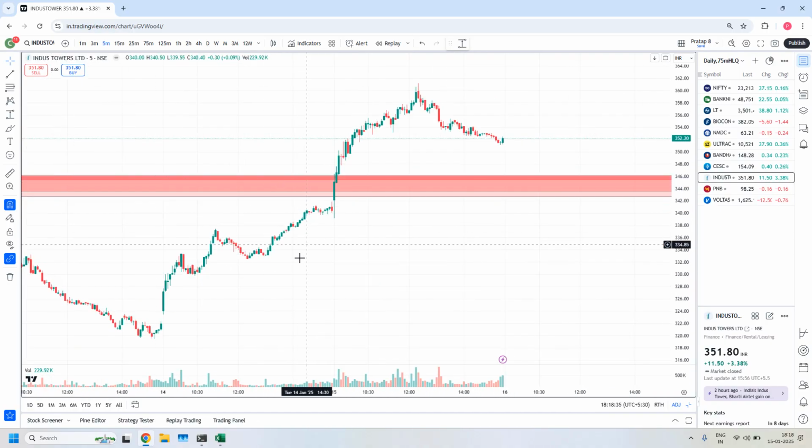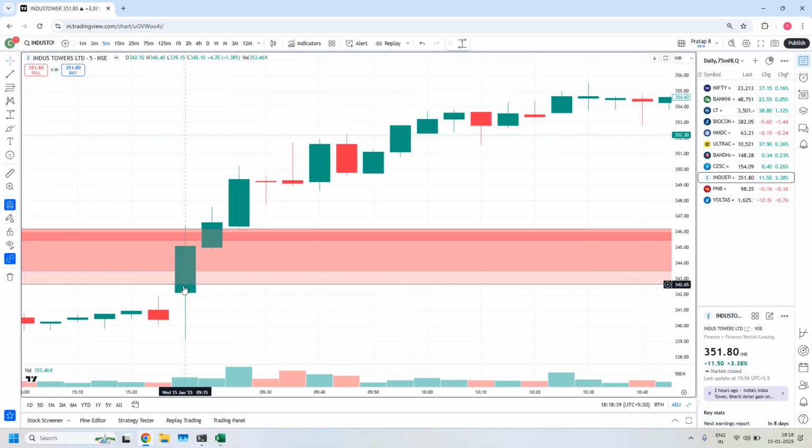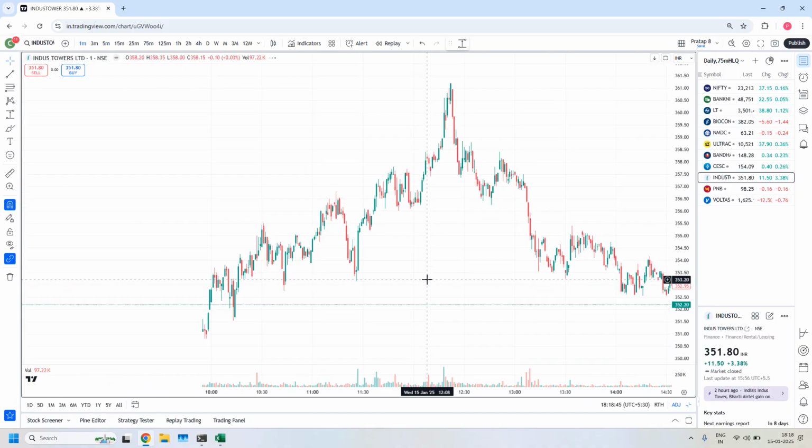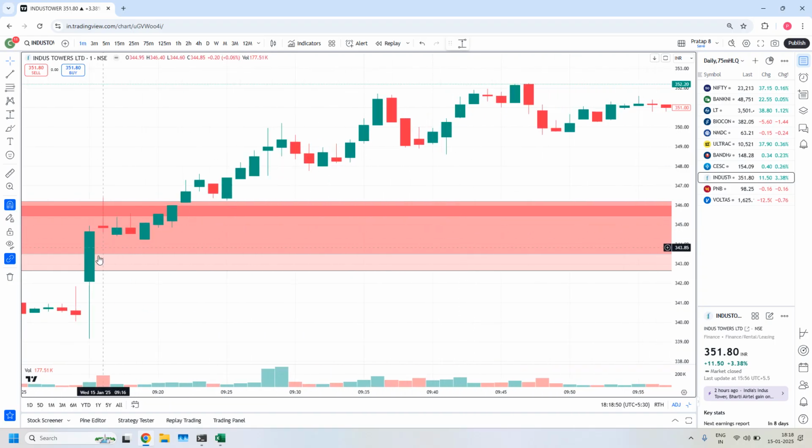See today what happened? This entire zone is easily violated. Morning 9:15 candle, 9:16 candle. Go to 1 minute, you will get better clarity. This is morning 9:15, 1 minute candle. This is morning 9:16 candle. So definitely at the 9:16 candle, you would have placed your trade here.